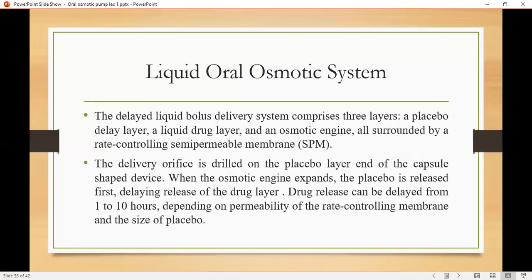The delayed liquid bolus delivery system comprises three layers: a placebo delay layer, a liquid drug layer, and an osmotic engine, all surrounded by a rate controlling semi-permeable membrane. The delivery orifice is drilled on the placebo layer end of the capsule-shaped device. When the osmotic engine expands, the placebo is released first, delaying release of the drug layer. Drug release can be delayed from 1 to 10 hours depending on the permeability of the rate controlling membrane and the size of the placebo.